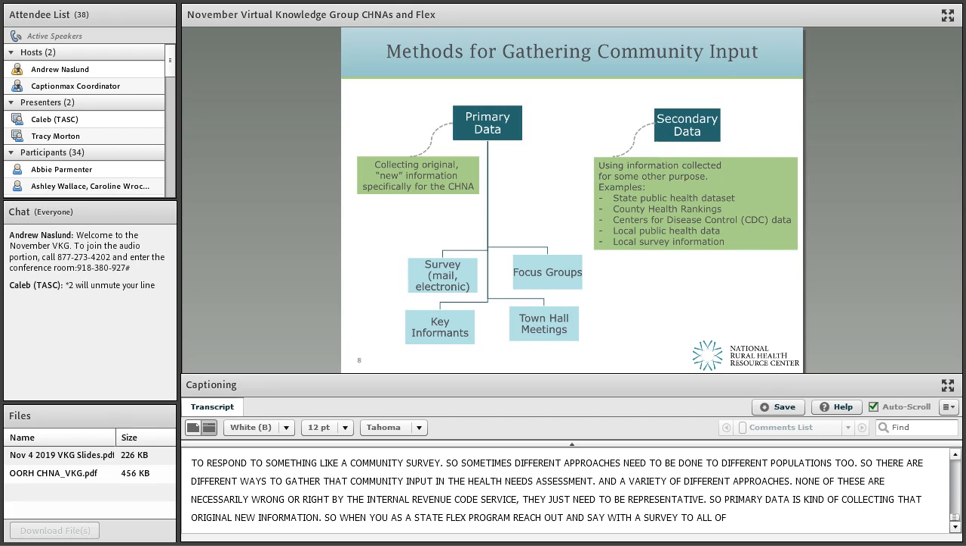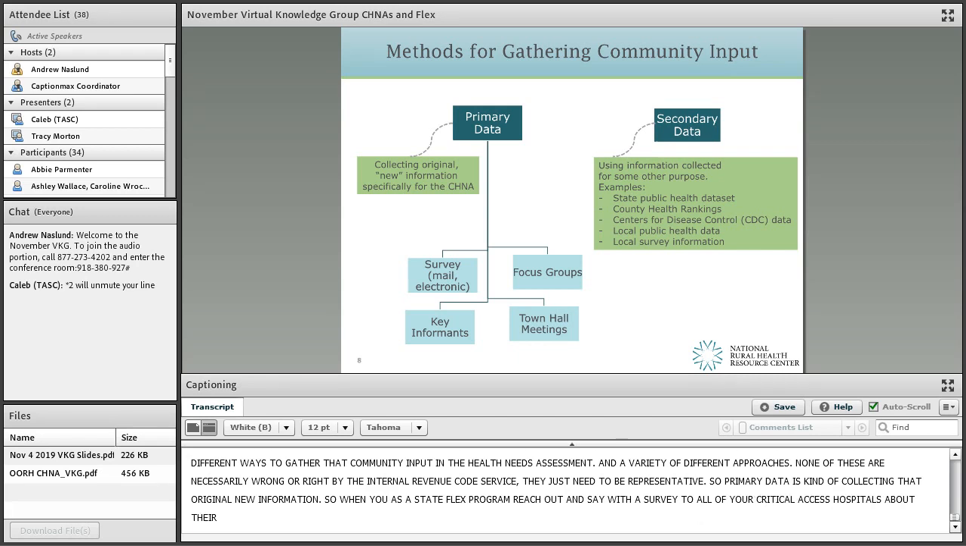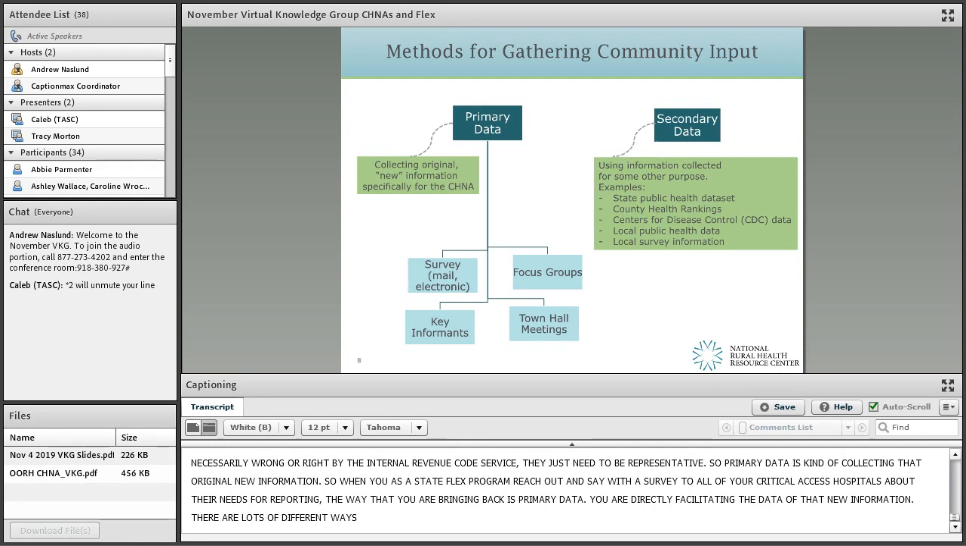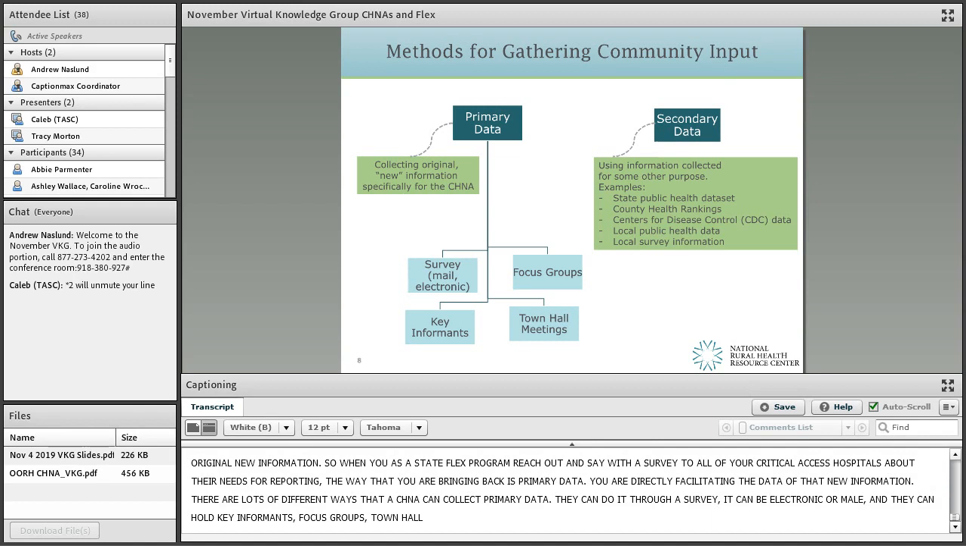There are different ways to gather that community input in the community health needs assessment, and there's a variety of different approaches. None of these are necessarily deemed wrong or right by the Internal Revenue Service. They just need to be representative. So primary data is really collecting that original, new information. When you, as a state Flex program, reach out, say, with a survey to all your critical access hospitals about their needs for MBQIP reporting, the way that you're collecting those responses and information back, that's primary data. You're directly facilitating the aggregation of that new information.